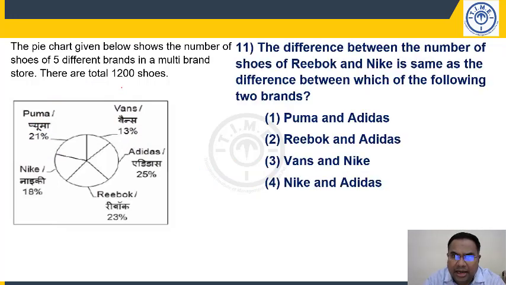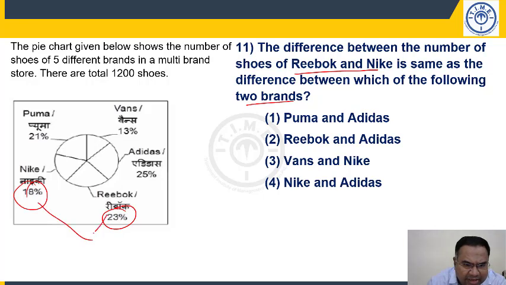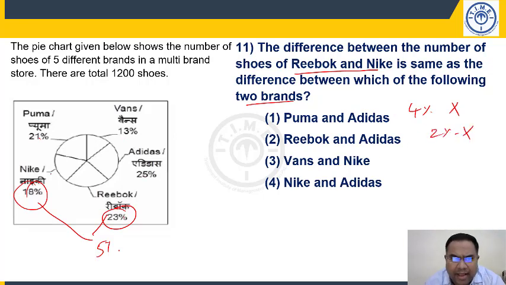Question number 11, students. The difference between the number of shoes of Reebok and Nike is the same as the difference between which of the following two brands. Reebok and Nike are 23 and 18. The difference here is 5%. Which two brands it should be: the difference between the options given here should be 5%. Puma and Adidas, 21 and 25, difference is 4%. No. Reebok and Adidas, 23 and 25, difference is 2%. No. Vans and Nike, 13 and 18, 5%. Yes. This should be my answer.